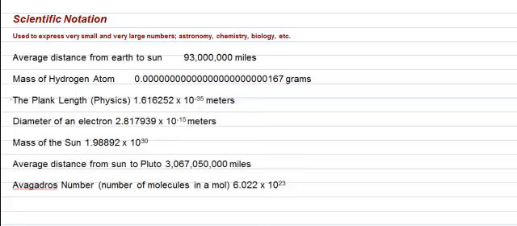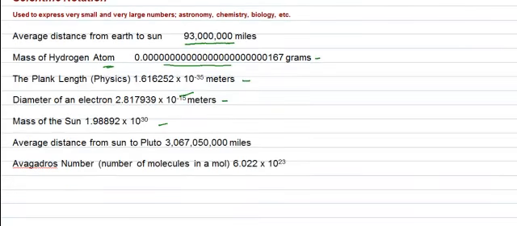Why do we have scientific notation? Because we have really big numbers. This isn't even that big of a number, 93 million miles. It's the average distance to the sun. Here's the mass of a hydrogen atom, teeny tiny number. So this would be something that we would find in astronomy. This would be something that we would find in chemistry. Planck length, this is physics. Diameter of electron, teeny tiny, also, again, chemistry. Mass of the sun, astronomy. So you get the idea. A lot of the sciences have very large numbers or very small numbers.